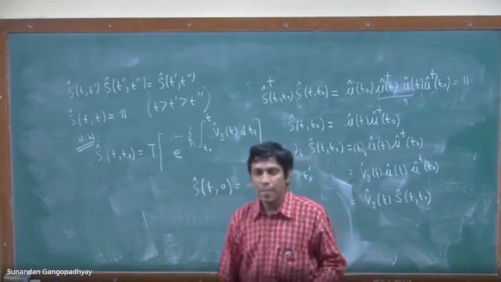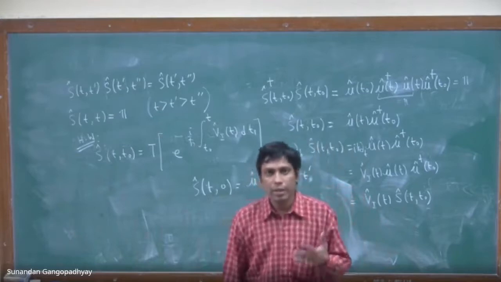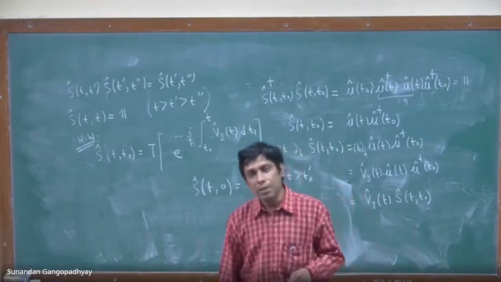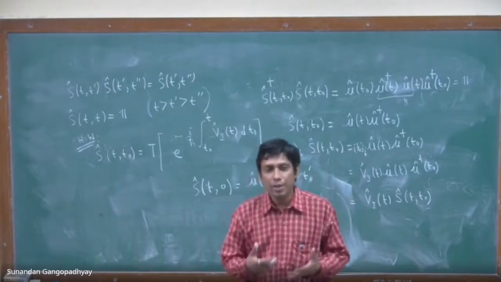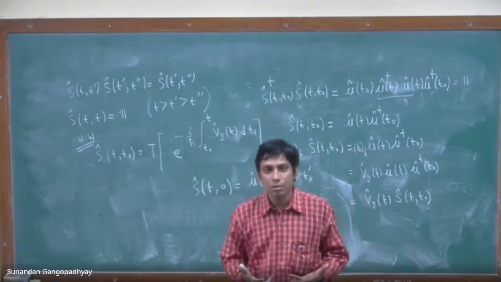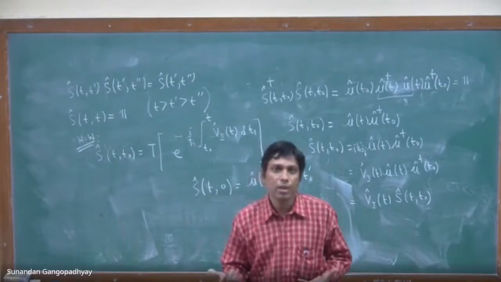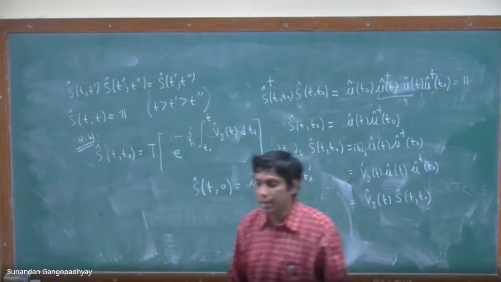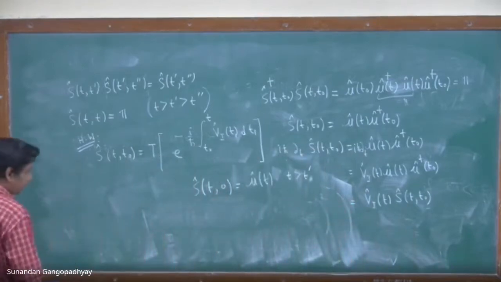And the interaction representation and the Schrodinger representation, they are time dependent, but at time t is equal to 0, they are identical. So if you take the interaction representation at time t is equal to 0, it is the same as the Heisenberg representation. There is no time. So all the three representations are identical at time t is equal to 0. You should remember this.